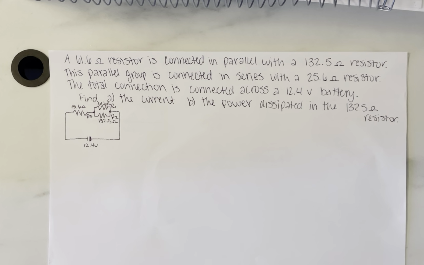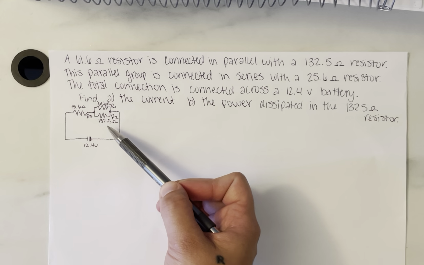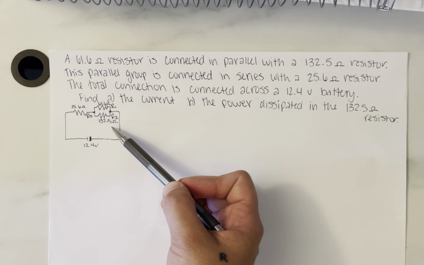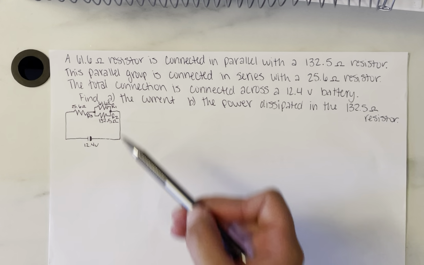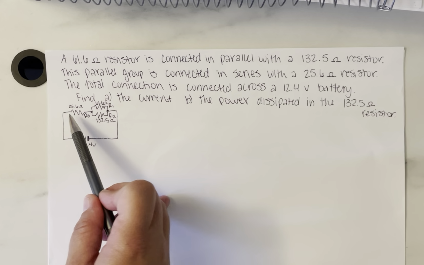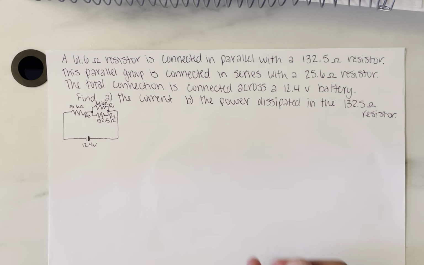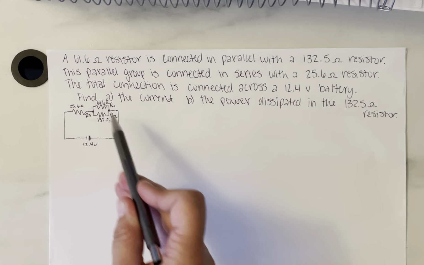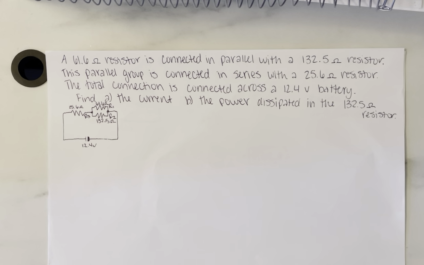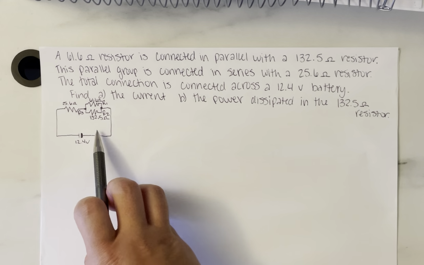So here we have a 61.6 ohm resistor connected in parallel with a 132.5 ohm resistor. This parallel group is connected in series with a 25.6 ohm resistor, and the total connection is connected across a 12.4 volt battery. We're going to be finding the current and the power dissipated in the 132.5 ohm resistor.